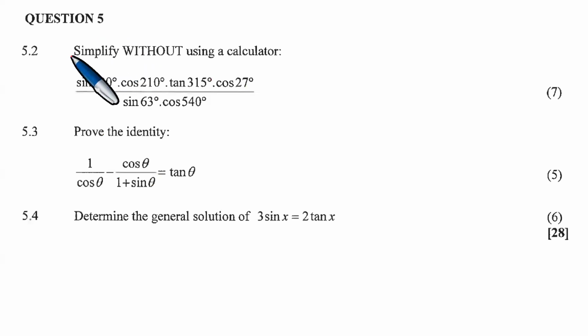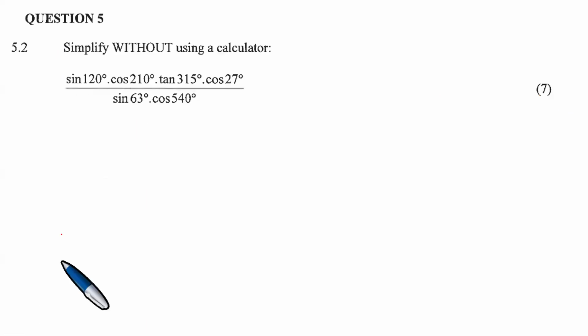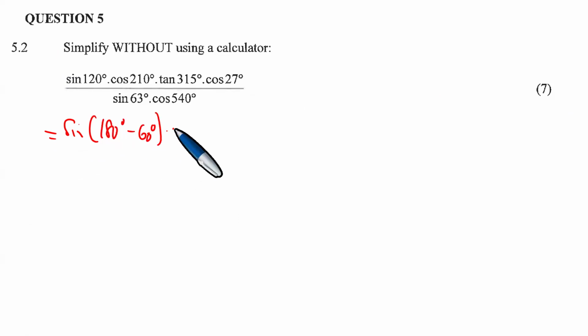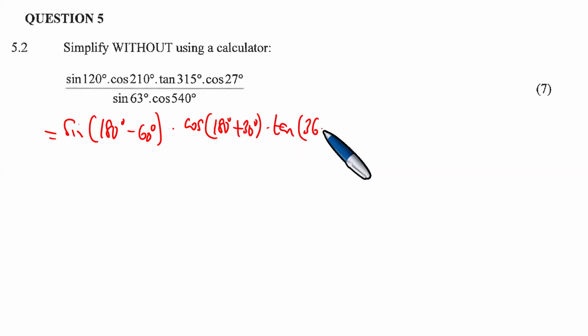Question 5 is about proving identities, but we look at the first question first, in 5.2. We want to simplify this expression without using a calculator. Let's see. Now we would find the sine of 120 degrees. The 120 is 180 degrees minus 60 degrees. And here we have 210 degrees, which is 180 degrees plus 30 degrees. This is the tangent of 360 degrees minus 45 degrees.